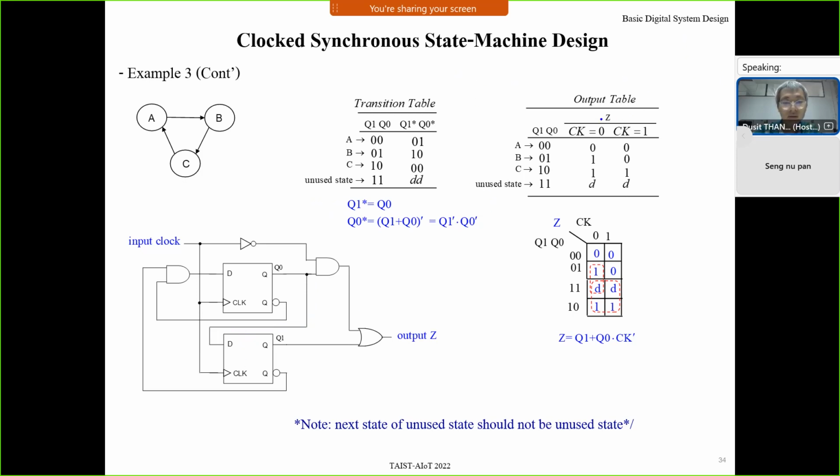And how about the output? At state A, output is 0. At state B, output is 1 when clock is 0, and output is 0 when clock is 1. And output at state C is 1, constant. And for state 1, 1, that is don't care. So when I write it in the K-map, I can determine the equation of output. And then I connect the circuit following this output equation. That's all.